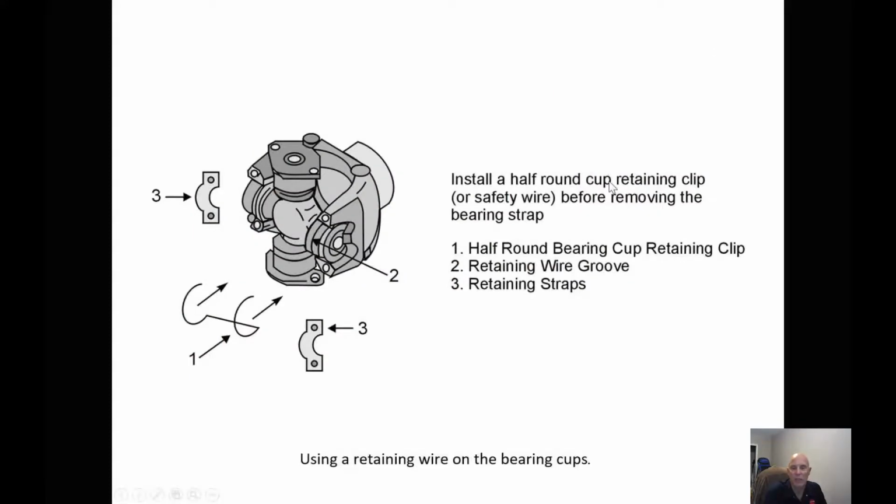The other thing we might see on some of these U-joints is a retaining clip. What it does is it goes around the caps just so that they don't fall off, because if they fall off and hit the ground, the bearings might all fall out and you'll be trying to find them all. So just be careful when we're pulling them apart.